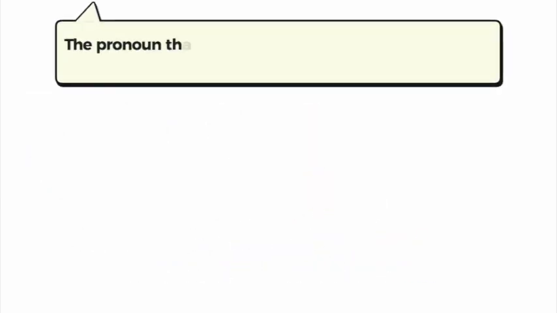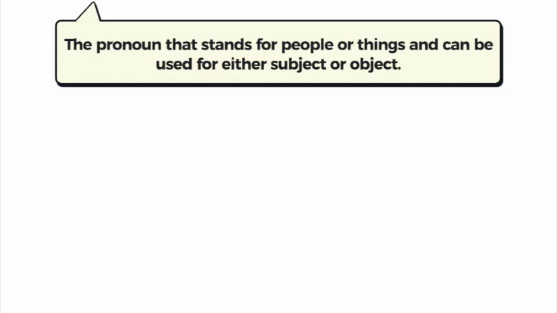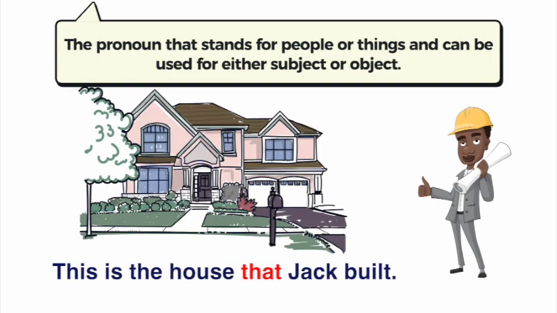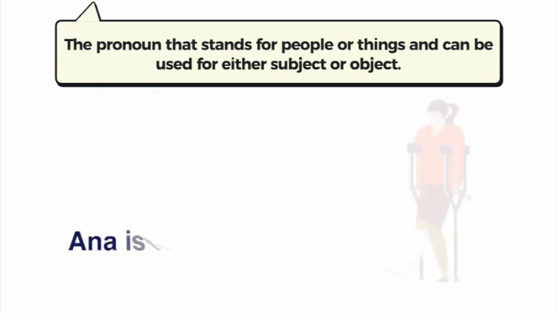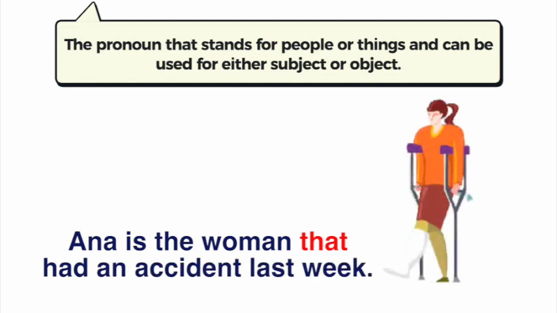The pronoun that stands for people or things and can be used for either subject or object. For example, this is the house that Jack built. Anna is the woman that had an accident last week.